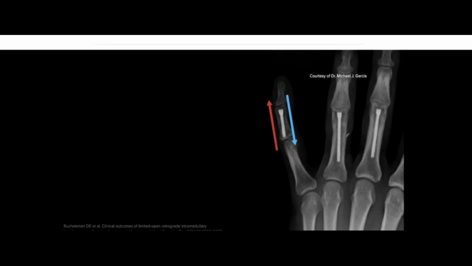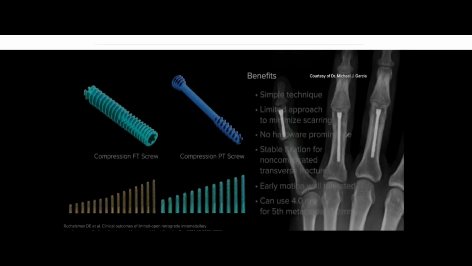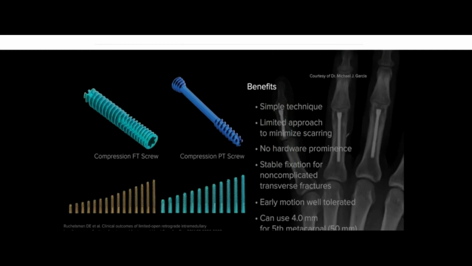One of the current trends of fixation for stable fracture patterns of the metacarpals is the use of intramedullary headless screws. They may be placed either retrograde or antegrade. The benefits of using these intramedullary screws are that it's a simple technique with a limited approach that minimizes operative scarring. There's no prominence of hardware into the soft tissues of the flexor or extensor tendons, as the fully threaded compression screw is buried inside the bone.